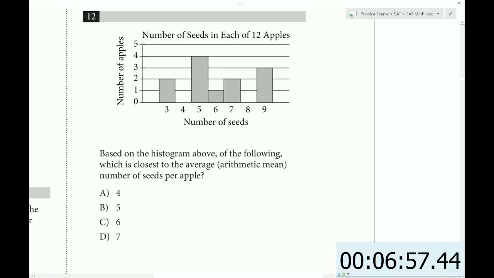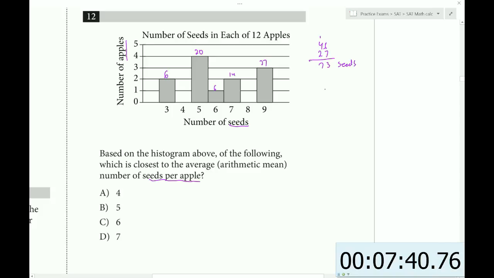Based on the histogram above, of the following, which is the closest to the average number of seeds per apple? Seeds per apple. So we have this many seeds, this many apples. So we have to find totals here, okay? So this first column tells us that we have 2 apples that have 3 seeds, so that's a total of 6 seeds. Here we have, let's see, 4 apples, each with 5 seeds, so that's 20 seeds. And here we have 6 seeds, and 14, and 27. So if we add those up, we have here 20, 46, 46 and 27 is 73. That's how many seeds we have.